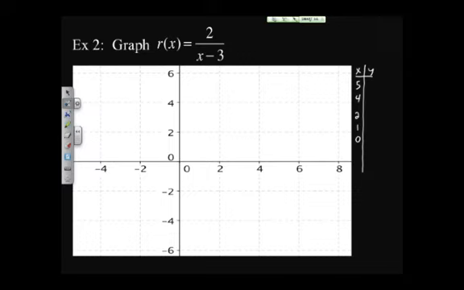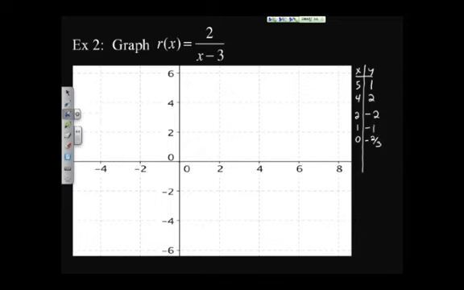So looking at 5, you're going to have 2 over 5 minus 3, that's going to give you 1. If you put in a 4, it's 2 over 4 minus 3, that's going to be 2. If we look at 2, that's 2 over 2 minus 3, that's negative 2. If we look at 1, that's 2 over 1 minus 3, that's negative 1. And 2 over 0 minus 3 would be negative 2/3.